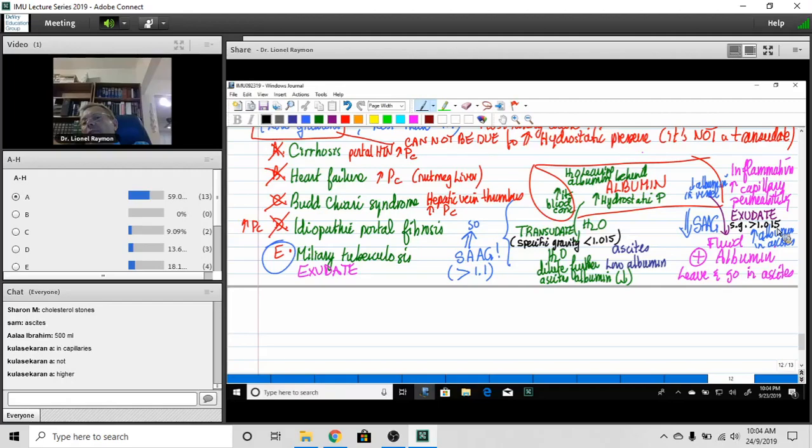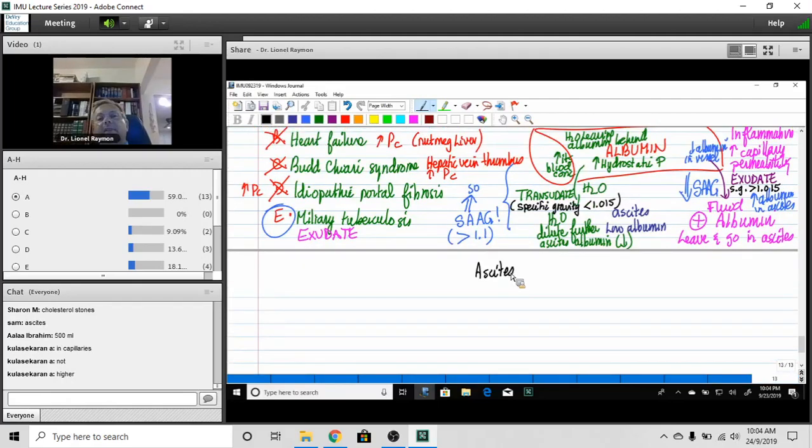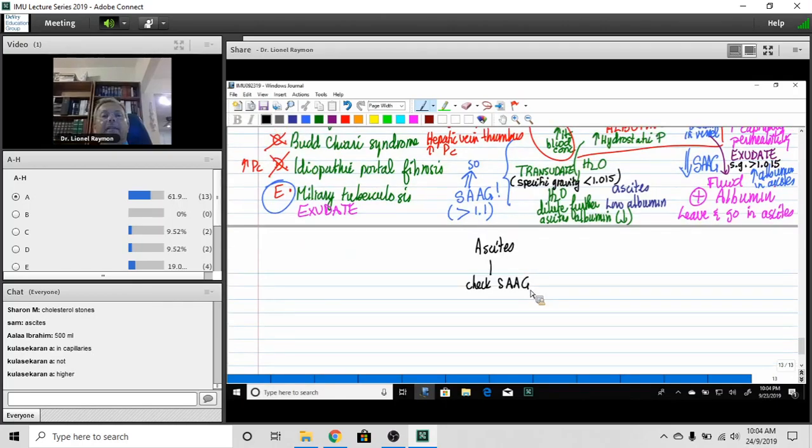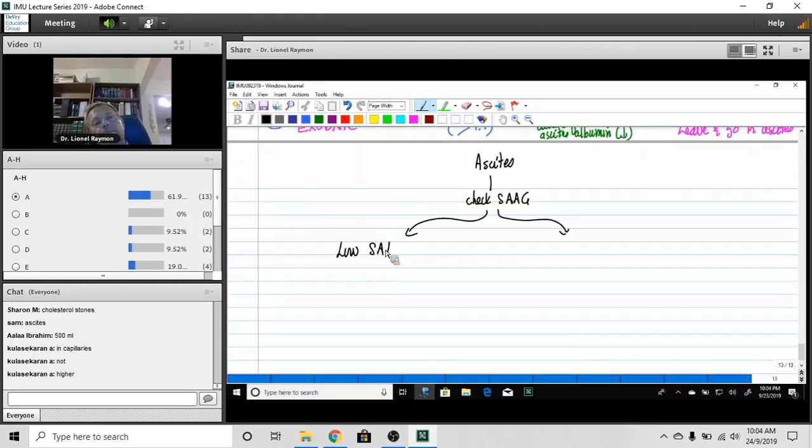So look, when you look at ascites, the first thing to do is to check SAG, and you'll have two camps essentially. You'll have the one where it is low, and low means it's less or equal to 1.1 gram per deciliter.